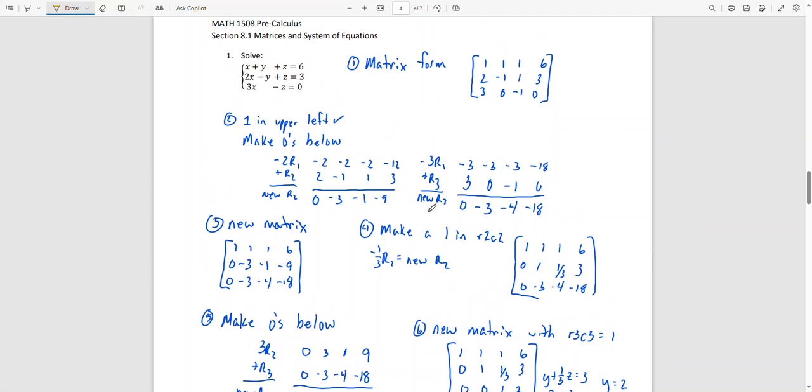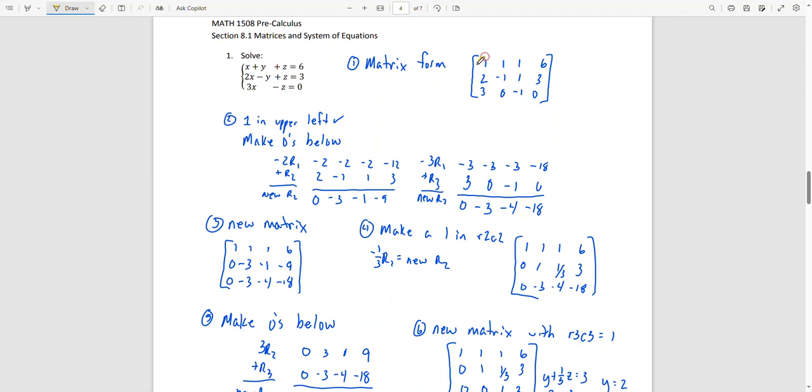All right, this is some serious work, it's going to take a minute. This is where we use a little bit of paper. x plus y plus z equals 6. 2x minus y plus z equals 3. And 3x minus z equals 0. The first thing I'm going to do, since we're all lined up, x, y, z, equals signs, constants, I'm going to put this in matrix form. So I look at the coefficients. 1, 1, 1, constant of 6. Coefficients 2, negative 1, 1, constant is 3. Coefficients are 3, 0 y's, negative 1 for the z, and a constant of 0.